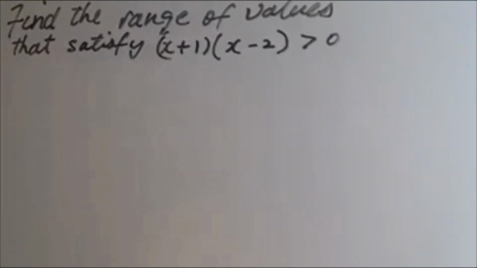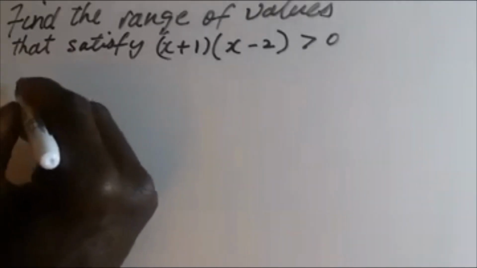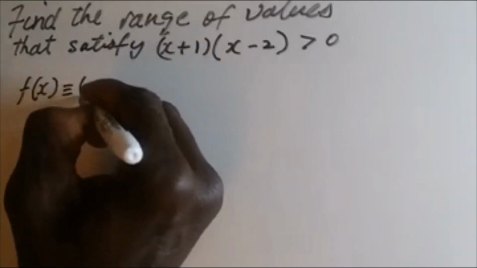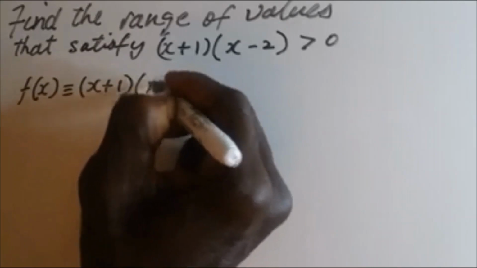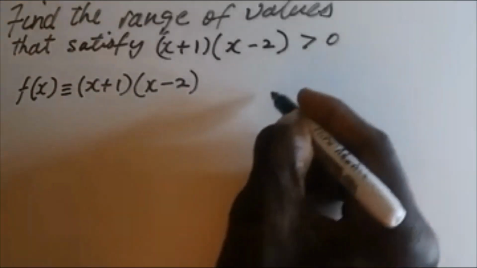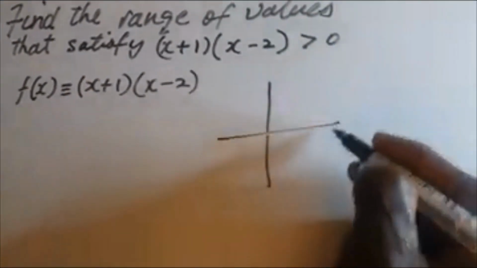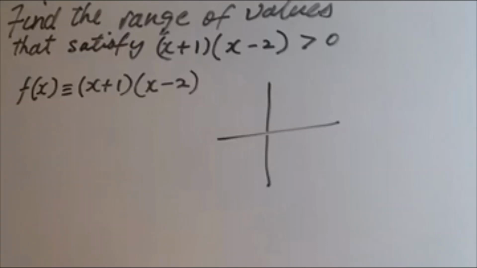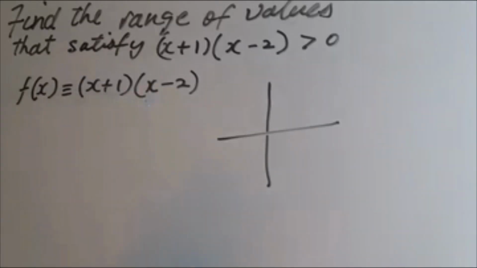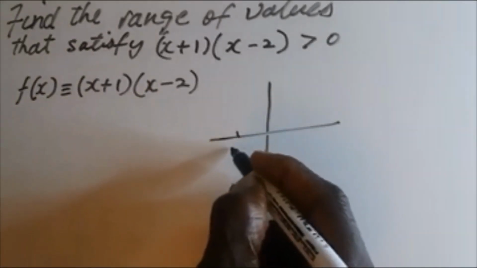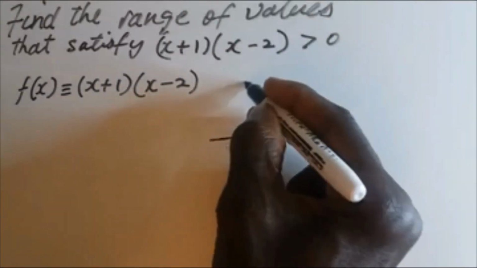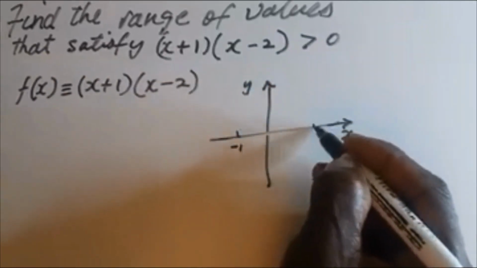Here's the next inequality. So we have f of x now is x add 1, x minus 2. Our zeros of this function will be at -1 and also at 2. So we have -1 here, and we have this as 2.